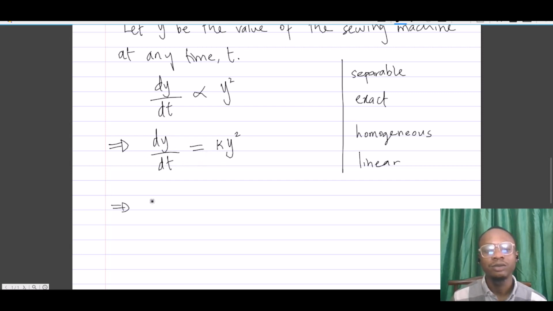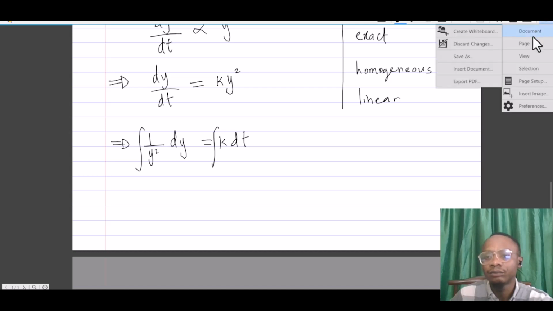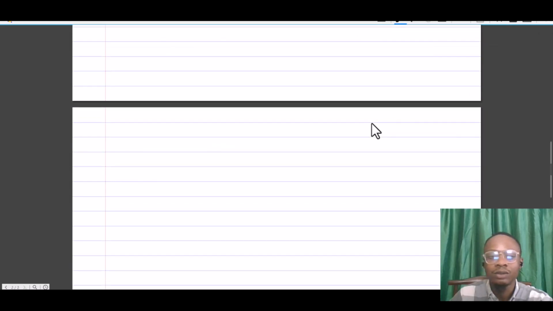So this is going to give us, when separated, when we divide both sides by y squared, 1 over y squared dy, and this will be equal to, when you cross multiply, k dt. And now, having separated the variables according to what we've done previously, this will be integral of this equals integral of this. So let's have another page here to see how this works.